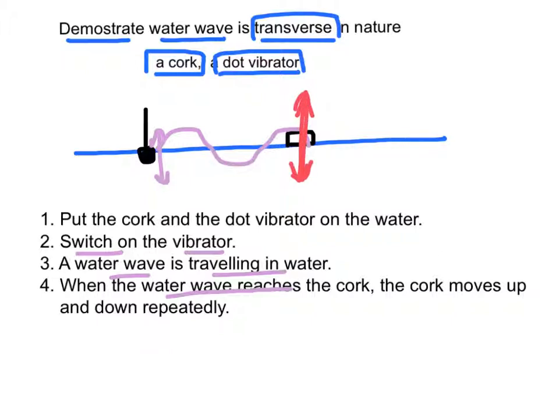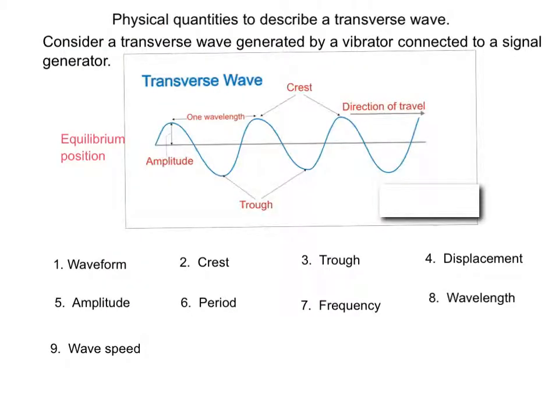In this case, we see the water wave traveling to the right, which is perpendicular to the vibration of the water particles in the water. Therefore, this kind of wave is called a transverse wave. Let's see the physical quantities used to describe a transverse wave. Consider a transverse wave generated by a vibrator connected to a signal generator, as shown in the diagram.